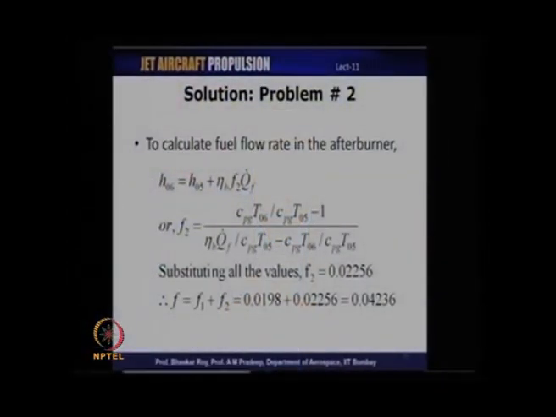So, if we use the same principle as we did for the main combustor, that is basically an energy balance across the afterburner. The enthalpy of the afterburner exit is H06, which is equal to H05 plus the burner efficiency into fuel flow rate multiplied by the heat of reaction or the calorific value of the fuel. On simplification, we get F2, the fuel added in the afterburner, is equal to Cp into T06 by Cpg into T05 minus 1, divided by the burner efficiency into calorific value divided by Cp into T05, minus Cp T06 by T05.